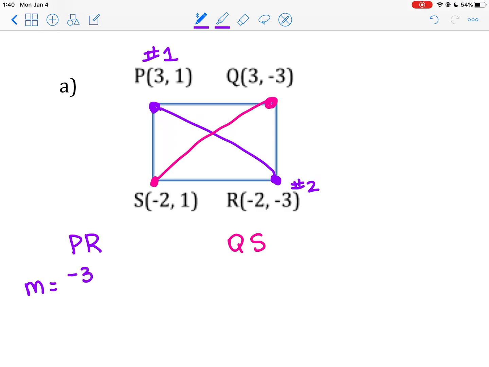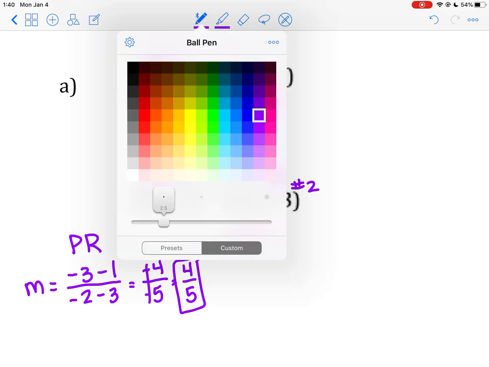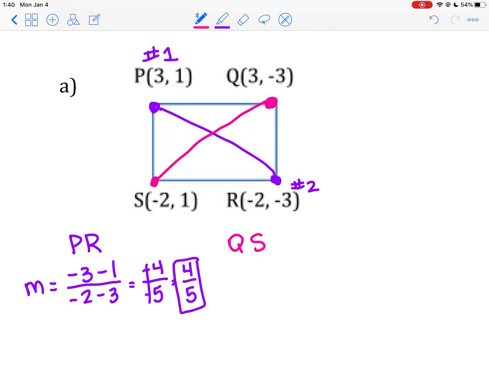So the slope formula says y2, -3, minus the first y, which would be 1, over the x value of the second point, which is -2, minus the x value of the first point. So I'm going to simplify this down. -3 minus 1 is -4, and -2 minus 3 is -5. So in simplest form, those negatives are going to cancel each other out and leave me with 4 over 5. All right, so here is the slope of the first diagonal. And now I'm going to find the slope of the second diagonal. If they are perpendicular, this is a rhombus.